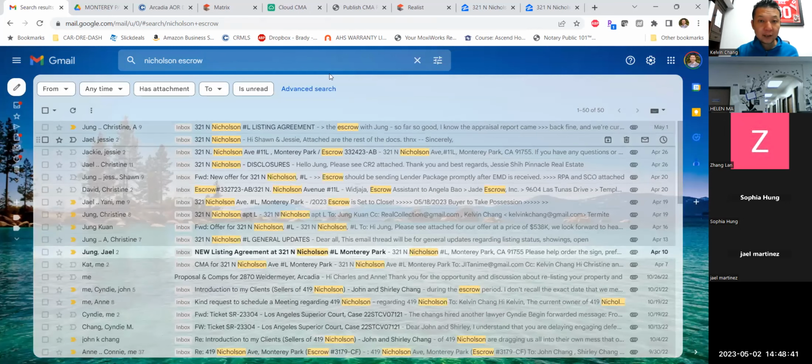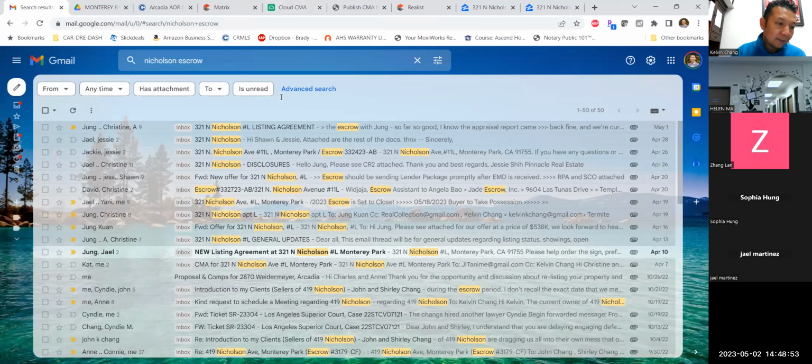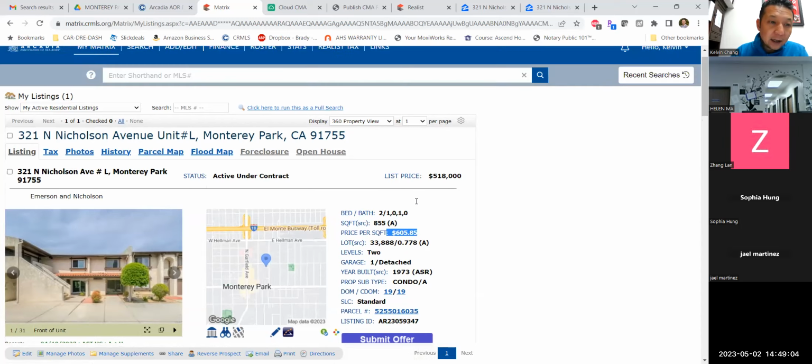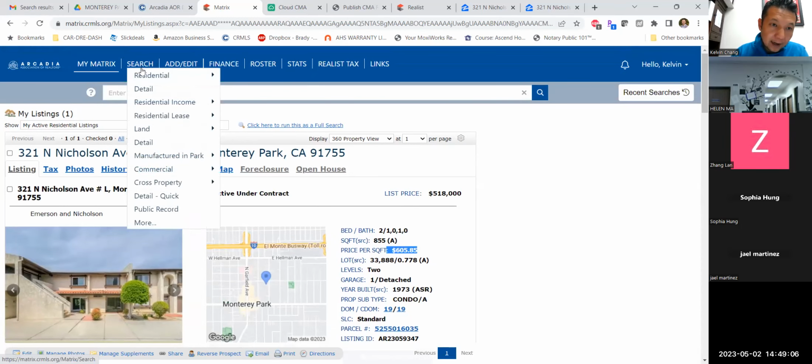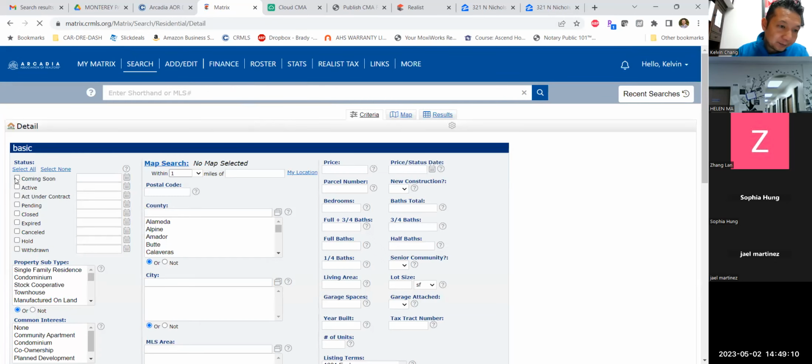We took this offer eventually after comparing it to all the multiple offers we had. 538 divided by 855 square feet amounts to a 629 per square foot resale. 629 per square foot, which is way higher than any other comp in the neighborhood. How do I know that? I'll pull up and I'll show you.